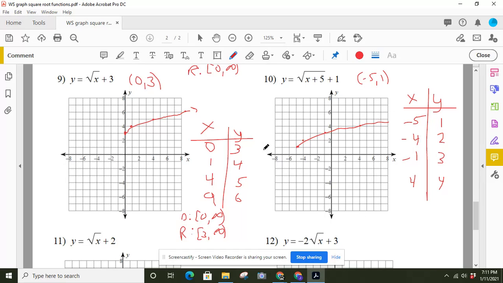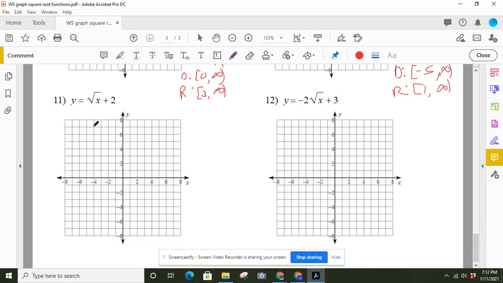Okay, domain, okay, smallest x value is now negative 5. So my domain is all real numbers greater than or equal to negative 5. So negative 5 to infinity. And my range, my smallest range is my 1, my k. So now it's from 1 to infinity, all real numbers greater than or equal to 1. We have our range.